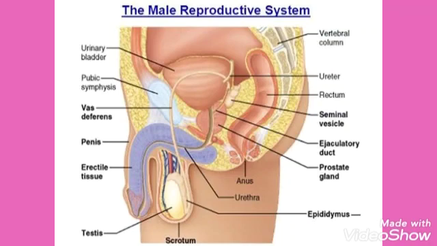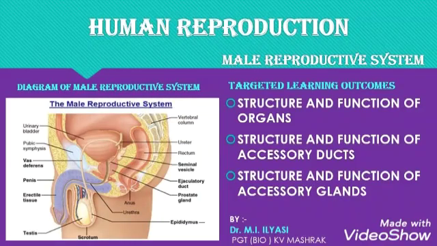The vasa efferentia, or the ducts, leave the testis and open into the epididymis that is located on the posterior surface of each testis. Epididymis is located on the posterior surface of each testis and opens into the vas deferens.